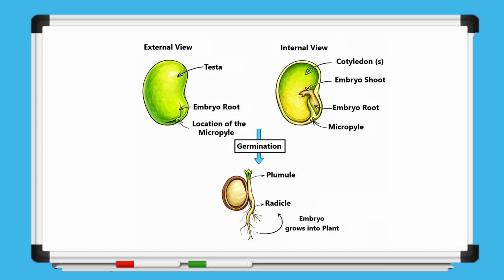Germination is the process in which the embryo begins to grow after a period of dormancy. First, the seed absorbs water through the micropyle, causing it to swell and the testa to soften and break. Then the radicle emerges and grows downward to anchor the plant and absorb water and nutrients from the soil. After that, the plumule grows upward toward the light and develops into the shoot. During the early stages of growth, the cotyledons supply food to the young seedling until it can carry out photosynthesis and grow into a fully developed plant.